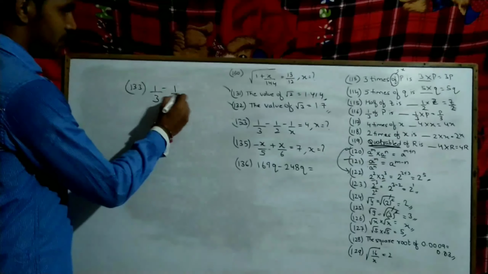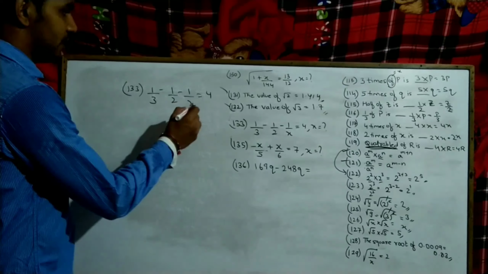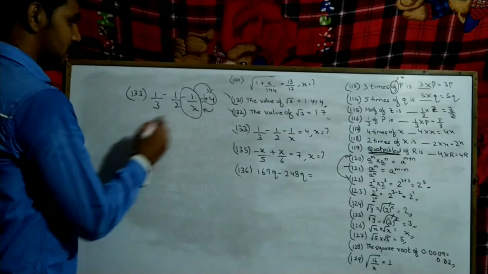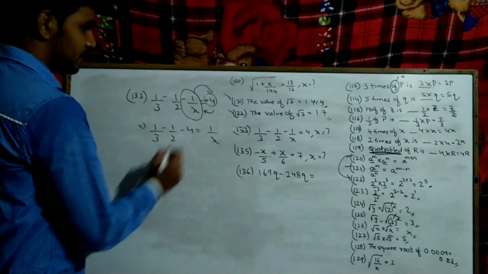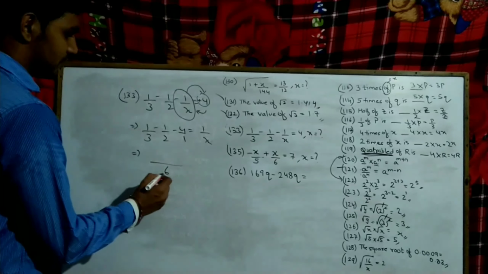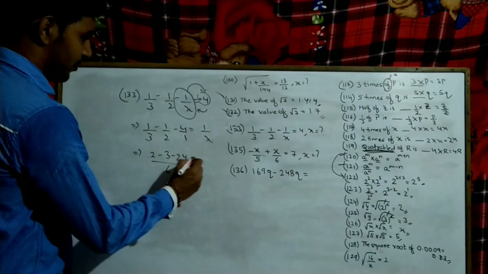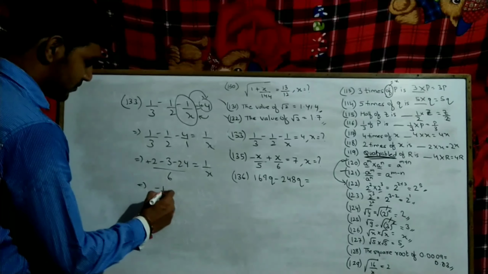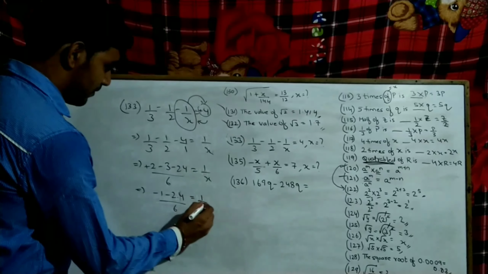1 by 3 minus 1 by 2 minus 1 by x is equal to 4. We have to find the x value here. So I am sending this minus 1 by x that side, this 4 will come this side. So write down 1 by 3 minus 1 by 2 minus 4 is equal to 1 by x. Okay, now take LCM. What is the LCM of 3, 2 and 1? 6. Okay, so 2 minus 3 minus 24 is equal to 1 by x. Okay, now plus minus will be minus. So minus 1 minus 24 by 6 is equal to 1 by x.